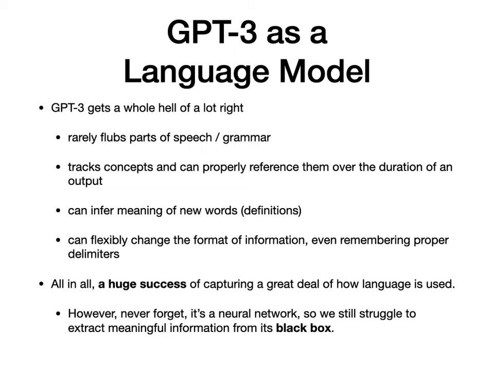So, and really importantly, the big thing is that remember that this is a neural network, so we will still always struggle to extract meaningful information from its black box. It's just numerical weightings between nodes. None of them are labeled. It doesn't know how to express what's in its nodes any more than you know how to express what's in your nodes.